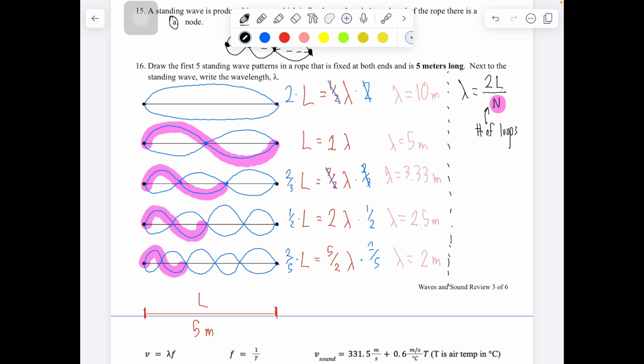You can use the length and figure out how many wavelengths that is, like we did on the left, or you can use the wavelength is 2 times the length over the number of loops. You'll find you get the same answer either way.